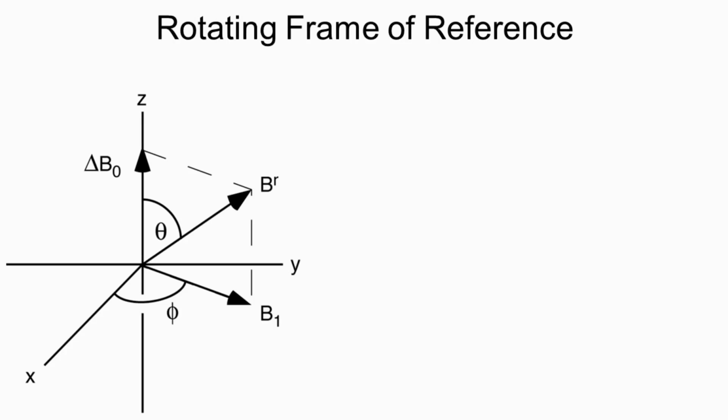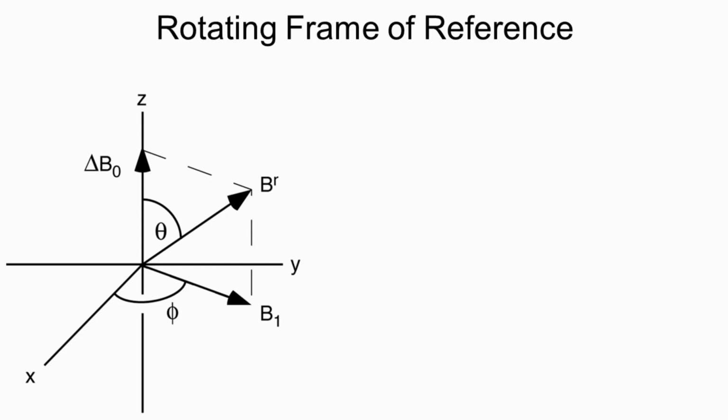So just to remind you about the rotating frame of reference and RF fields, we'll review briefly the terminology that we'll use throughout this lecture. So of course we have the B0 field, and then we have the B1 field, the RF field. The B1 field is in the transverse plane with some amplitude B1 and a phase angle phi. And then we have an effective B field that is the vector sum of the two.